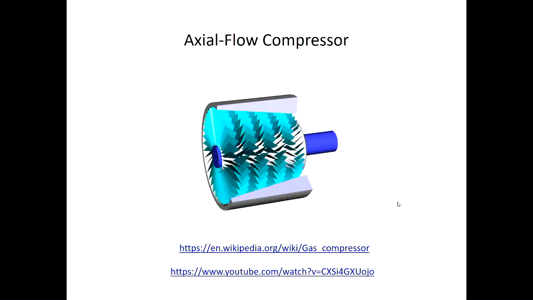So most of the compressors used in gas turbines, probably it's difficult to find a case which is not using this type of compressor. This is called the axial compressor. So we are going to see a YouTube video on this, so you can have a closer look in terms of how this type of compressor looks like.